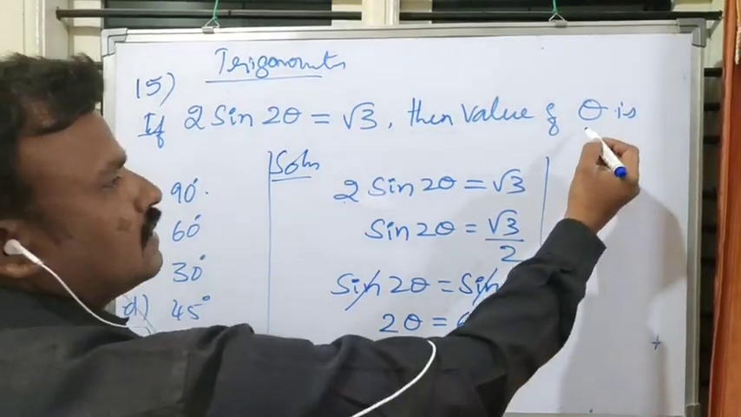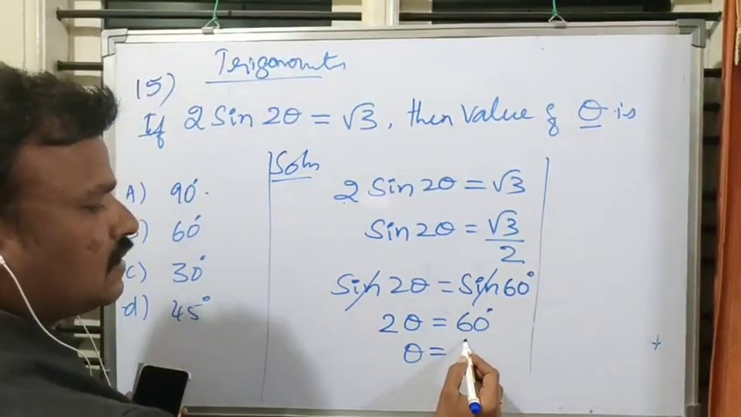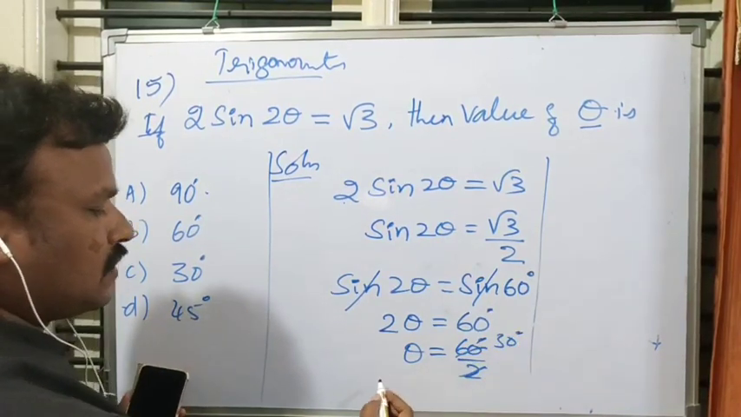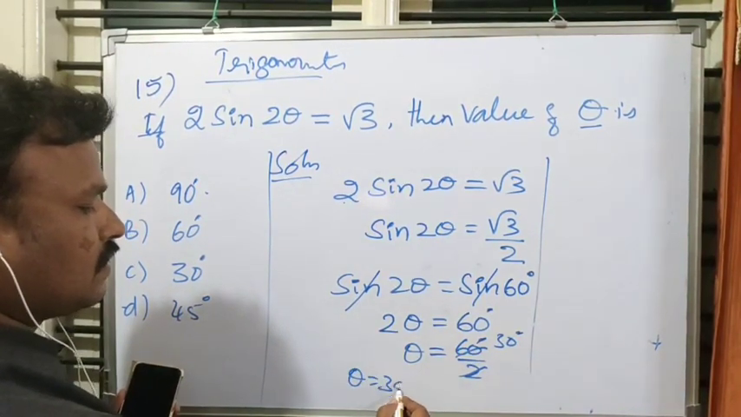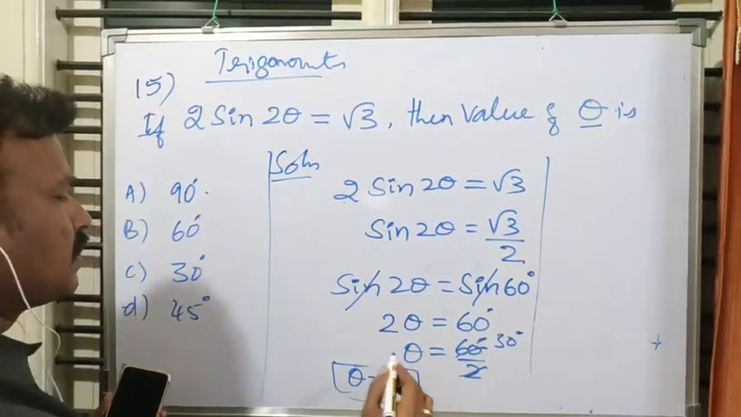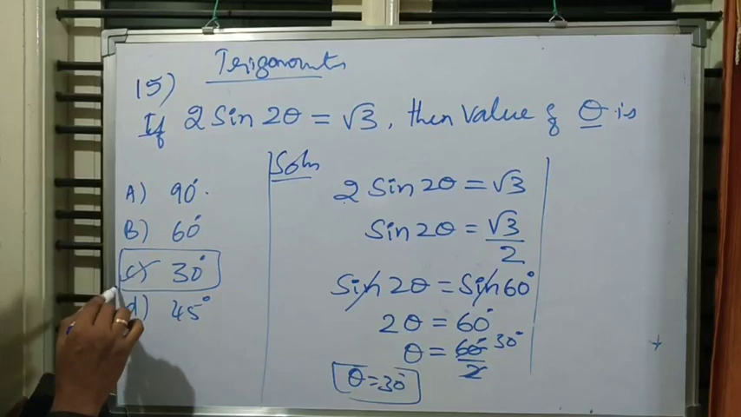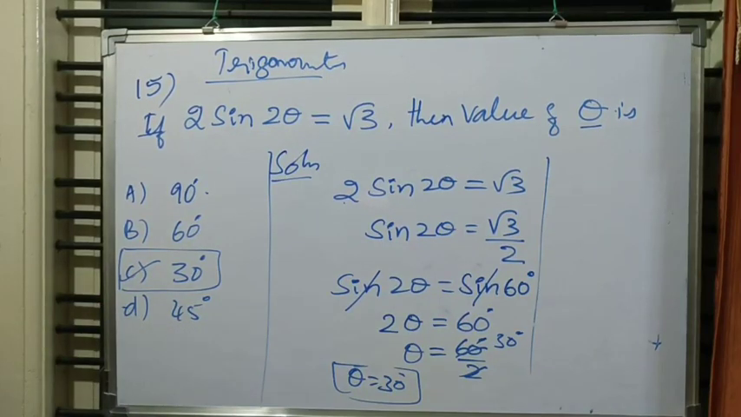They are asking the value of theta, therefore theta is equal to 60 degrees by 2. So 2 thirties, theta is equal to 30 degrees. In the given options, C is our right answer. Option C is the right answer. I hope you understood this.